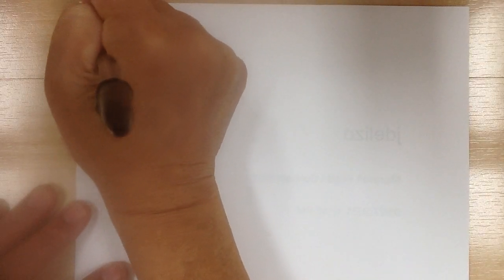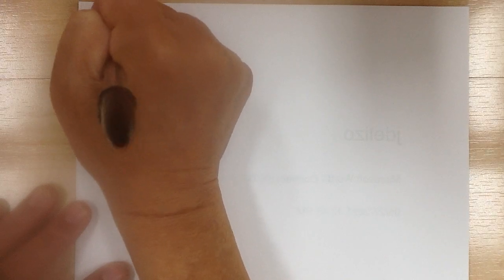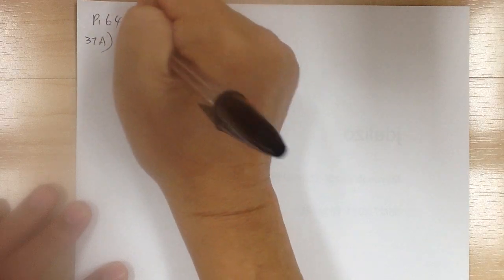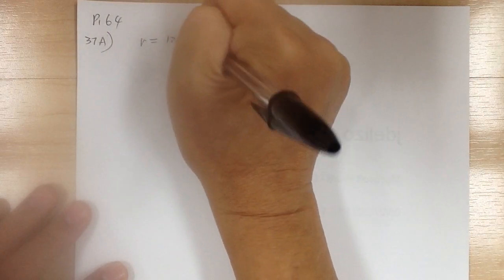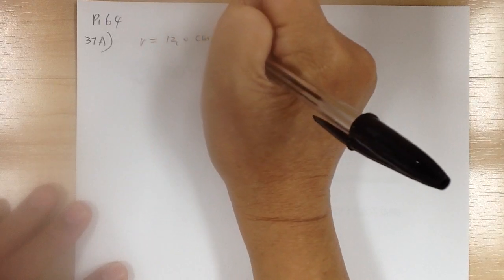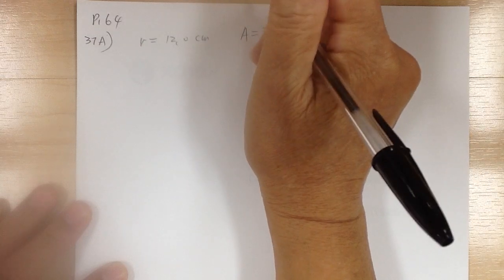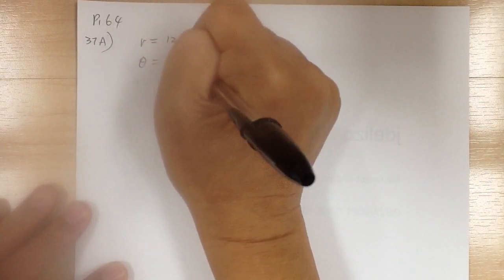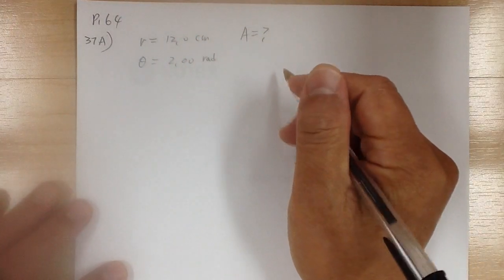Okay, number 37a. A circle with radius of r equal to 12.0 centimeters. Find the area of the sector with the central angle theta equal to 2.00 radian. So this is finding the area of the sector.